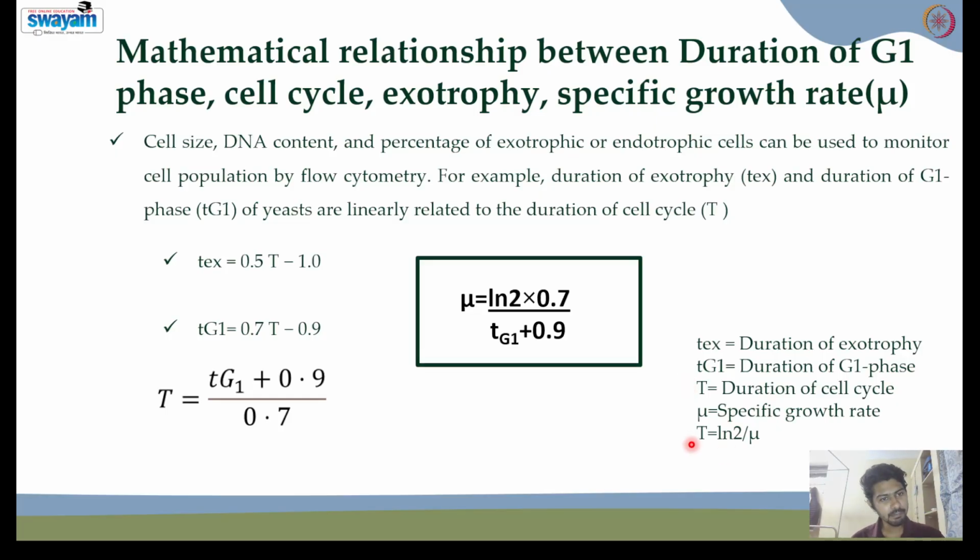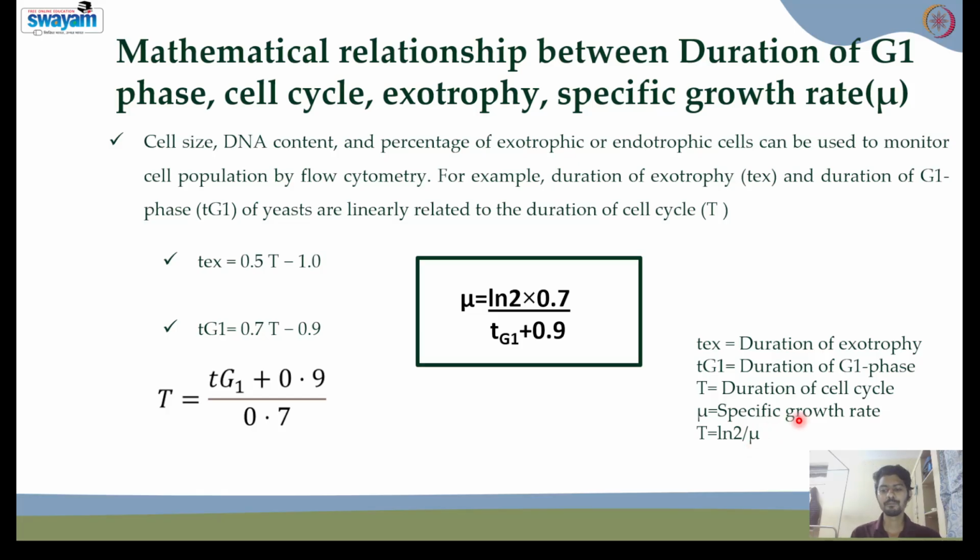And what do we mean by doubling time? Doubling time is the time taken to double the cells. For example, if it takes 5 minutes to convert a single cell into two cells, then the doubling time is 5 minutes for that particular microorganism. So this is the doubling time, and it is calculated by ln 2 divided by mu. And we know mu is the specific growth rate, and how is it calculated? It is the amount of biomass produced divided by the time taken.